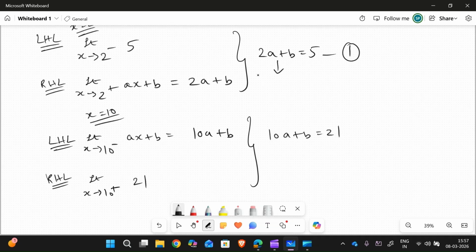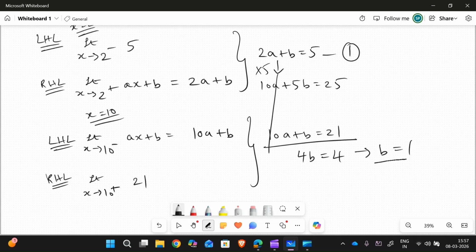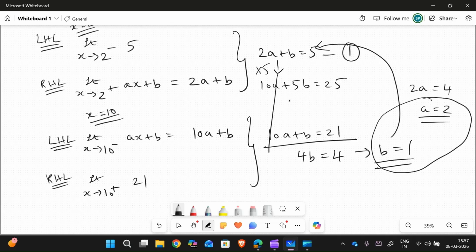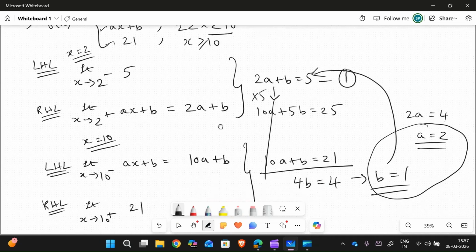Now how will you solve this? Just multiply by 5. This will be 10a plus 5b equal to 25. We subtract this, 10a cancels, 5b minus b is 4b, and 25 minus 21 is 4, which gives b equal to 1. If b equal to 1, put this back in the equation. 2a equal to 4, a equal to 2. So for a equal to 2 and b equal to 1, this function is continuous. Understood? Very simple only, right? There's no complication at all.